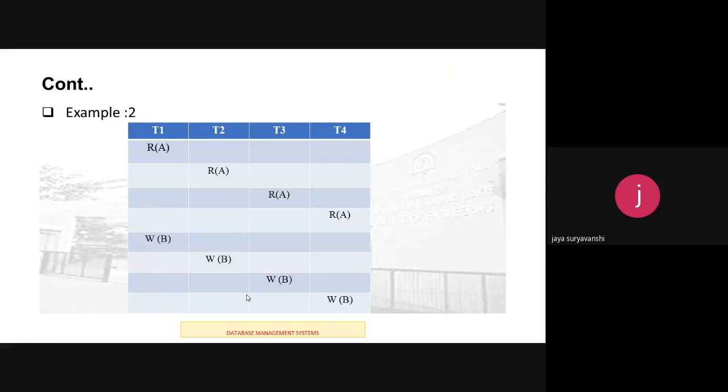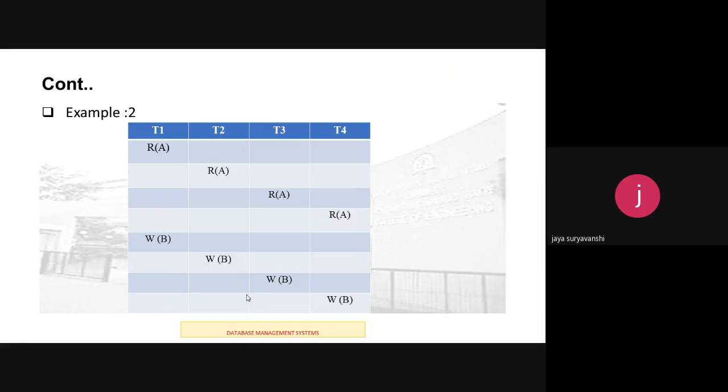These are again the transactions: T2, T3, T4, and 4 operations are there. So we will check again whether this schedule is conflict serializable or not. For this, you have to check whether the given schedule S is view serializable or not. We know if the schedule is conflict serializable, then it is surely view serializable. So let us check whether the given schedule is conflict serializable or not.